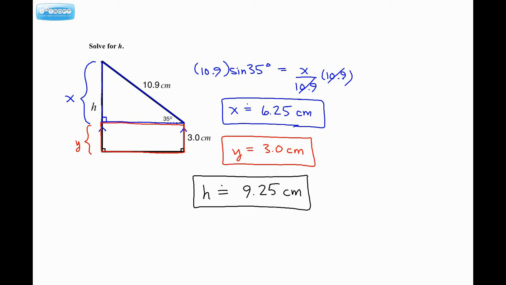Okay. You just have to be careful that when you're using trig for this blue triangle right here, the h that we're looking for is not this height here. H is the whole thing. So we just don't want to get those confused.